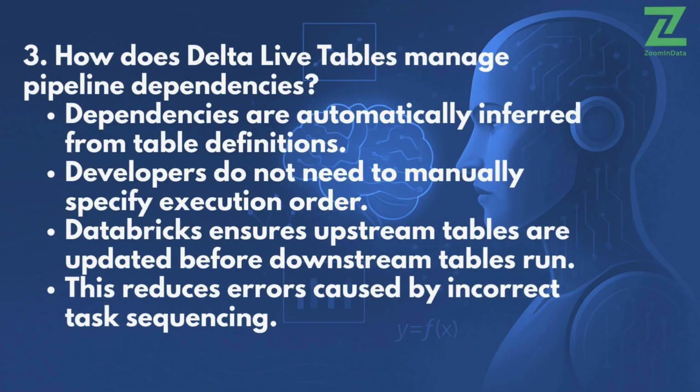How does Delta Live Tables manage pipeline dependencies? Dependencies are automatically inferred from table definitions. Developers do not need to manually specify execution order. Databricks ensures upstream tables are updated before downstream tables run. This reduces errors caused by incorrect task sequencing.